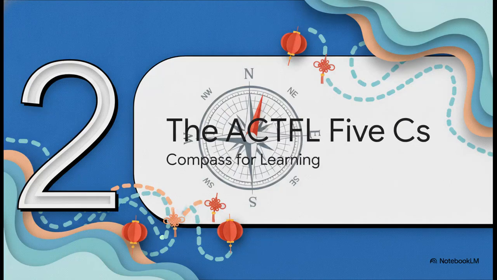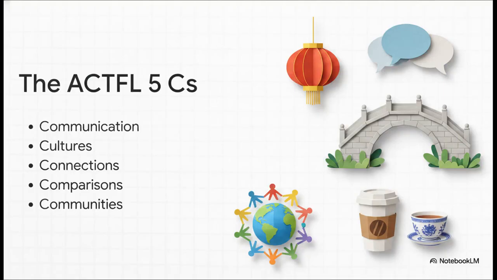That brings us to Section 2, the ACTFL 5 Cs, which is basically your compass for learning. And this brilliantly illustrates the ACTFL World Readiness Standards. These are the 5 Cs that are going to guide your entire middle and high school language journey. First up, communication, actually talking and writing to real people. Then cultures, understanding the traditions and perspectives of Chinese-speaking regions. Next is connections, linking what you learn in Chinese to, say, your world history class.